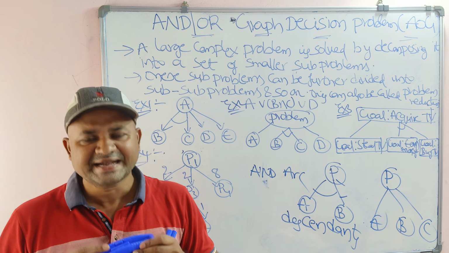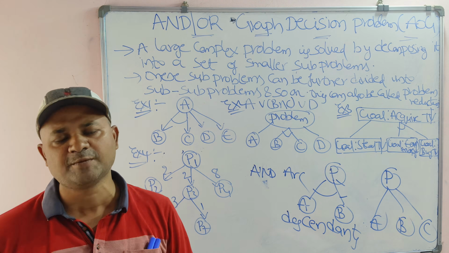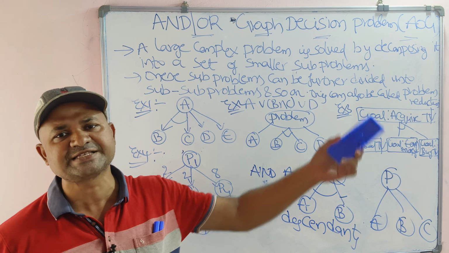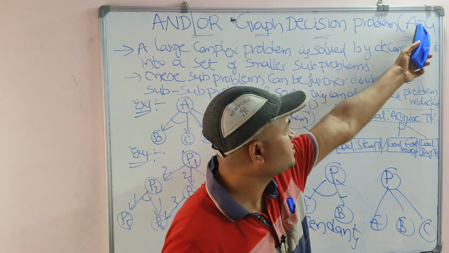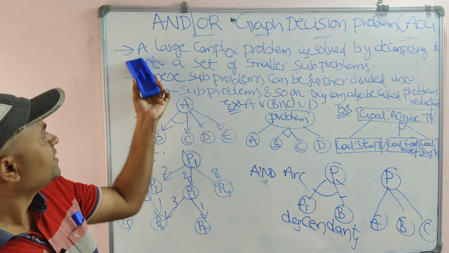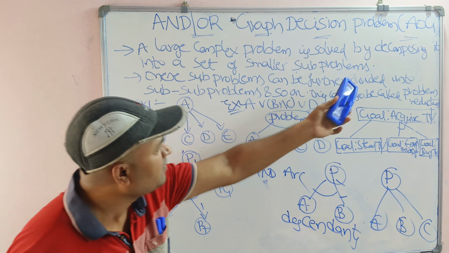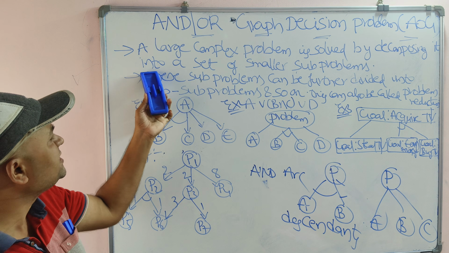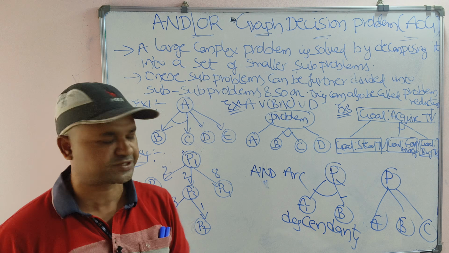Now let us discuss the AND-OR graph decision problem. In short, we can call it AOG. A stands for AND, O stands for OR, G stands for graph. A large complex problem is solved by decomposing it into a set of smaller subproblems.